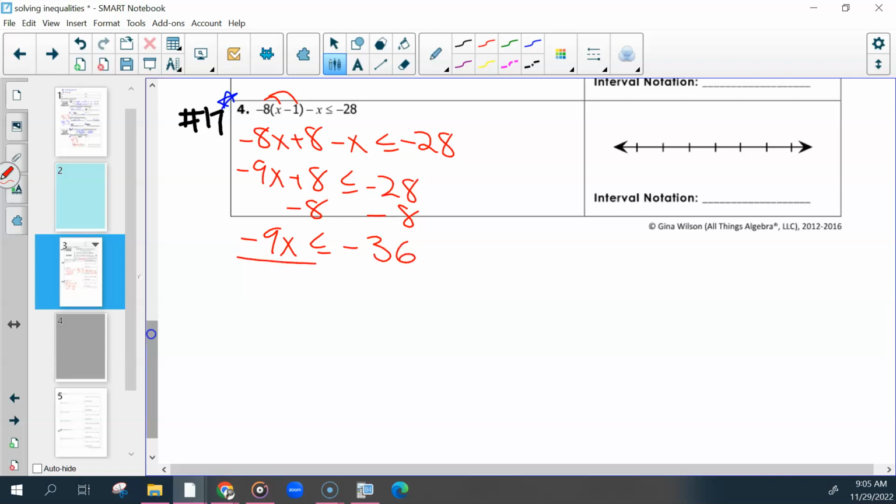Divide both sides by negative 9. Is my sign going to stay the same or change? Change. And this is also going to become a positive instead of a negative because we divided by a negative that was already a negative. So that's our inequality answer. Fill out your number line.